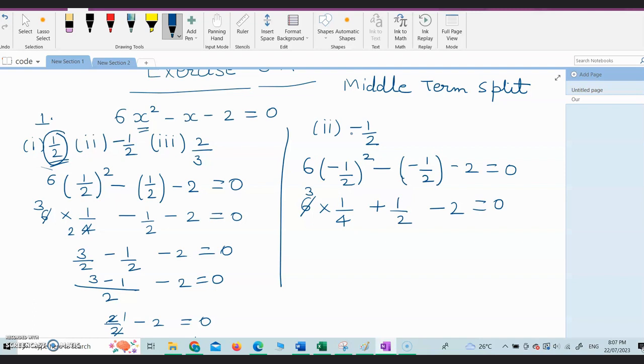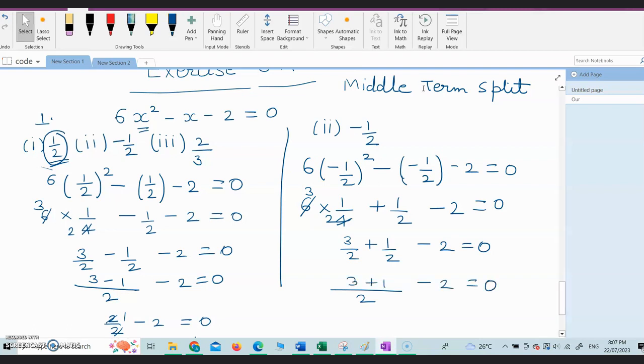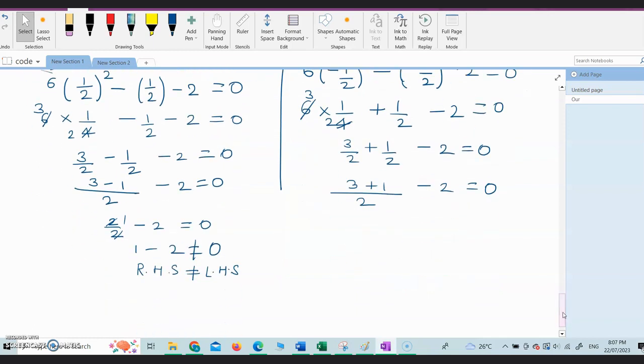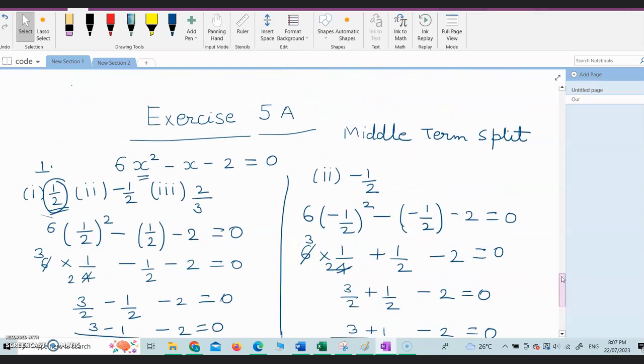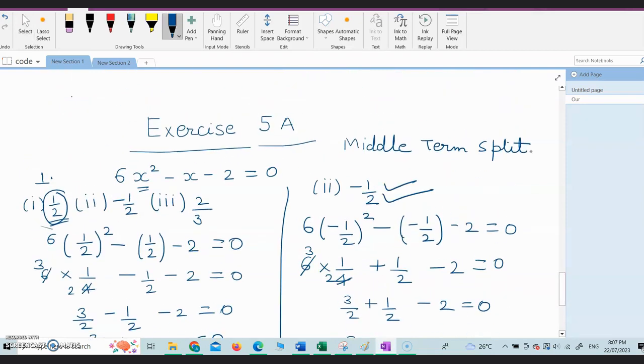Again the same thing, 3 by 2. So it will be 3 by 2 plus 1 by 2 minus 2 is equals to 0. LCM, and it will be 3 plus 1 minus 2. Now as you can clearly see, 3 plus 1 is 4. So 4 by 2. So it will be 4 by 2 minus 2 equals to 0. 2 2s are 4. So 2 minus 2 is 0. From here I can safely say left hand side is equal to right hand side. That means minus 1 by 2 is definitely one of the root.